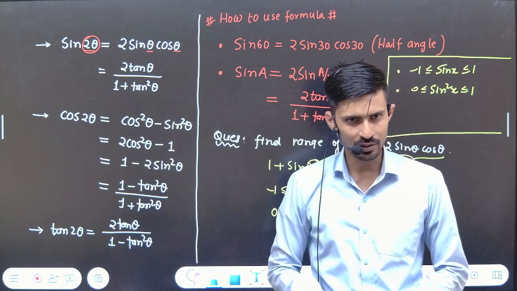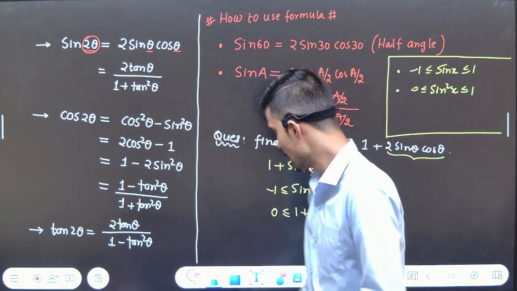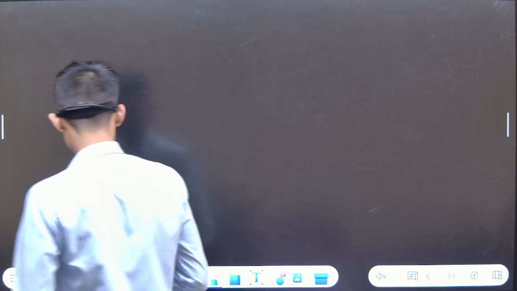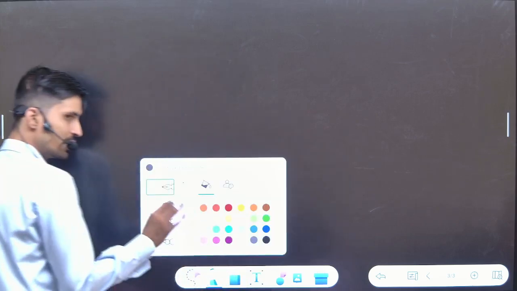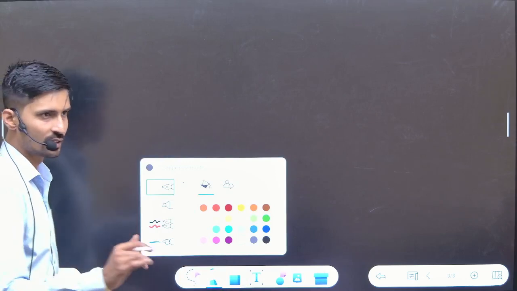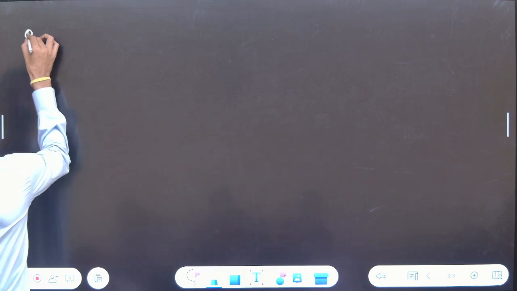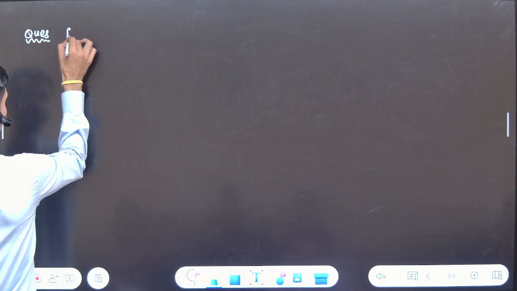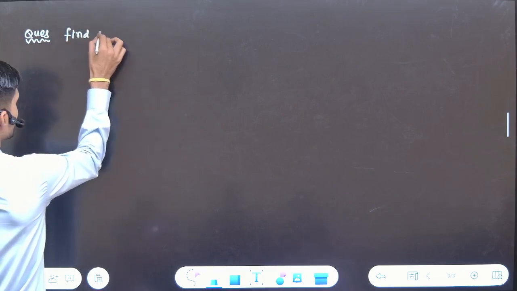So can we move to the next question? Let's move to the next question. Write down. Find the range of, on the same formula only. The question is based on the same formula only. These are all questions JEE Mains can ask, and you will star mark this question.